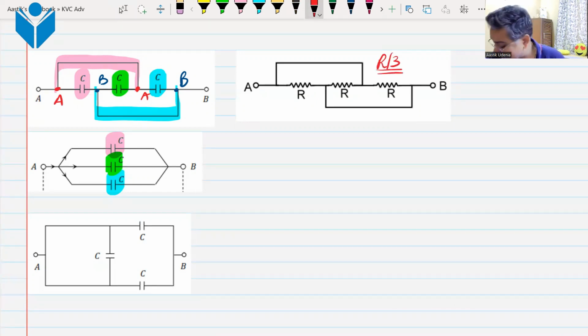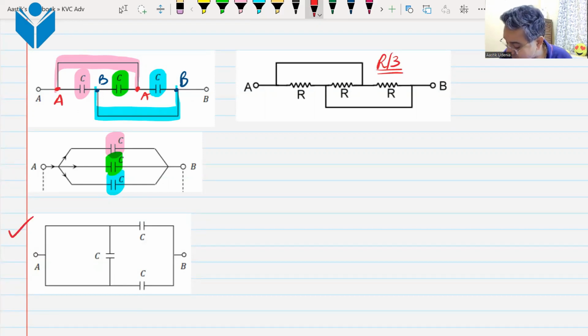Do we understand this? Yes, sir. So whatever questions we are doing in capacitors, the same question can be made in resistors. If capacitors are in series, resistors would be in series. If capacitors are in parallel, resistors would be in parallel. The only difference is they will get added up in different ways. Do we understand this? Yes, sir.